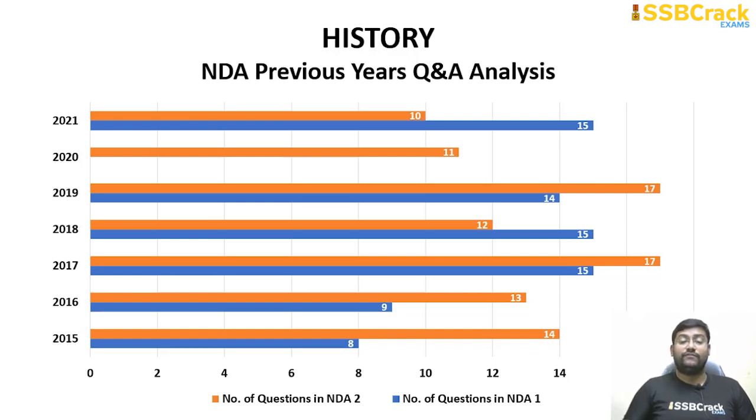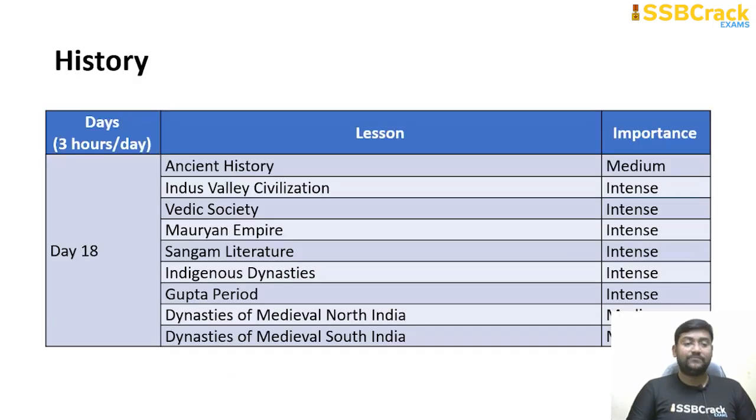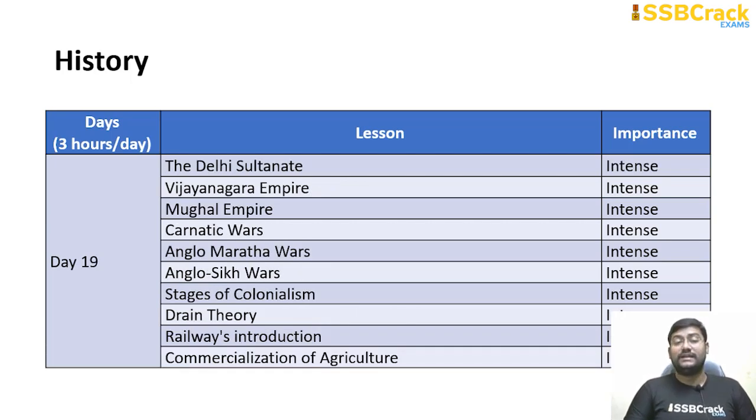So 10, 12, 15, 11 questions come at least from history. Going by the same trend, 15 to 20 questions, or at least 15 questions, can be expected from history. So 60 to 80 marks can be fetched easily. So on day 18 you start with ancient history, covering entire Indian history till the dynasties of medieval North and South India. Day 19 you will be starting medieval history from the Delhi Sultanate to the commercialization of agriculture.